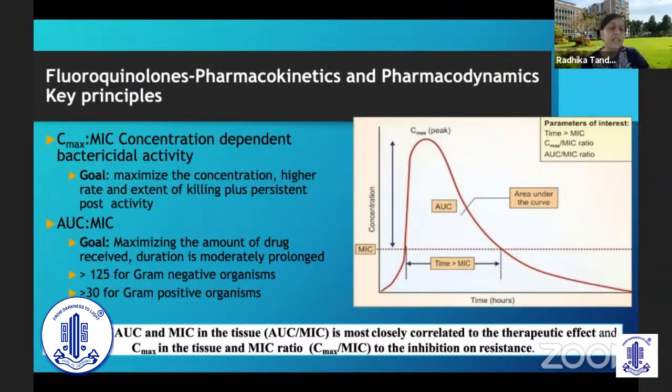Here again, as you can see, the tendency for gram-negative organisms to be resistant or less susceptible to the fluoroquinolones is a concern, because this ratio is more than 125 for gram-negative organisms and more than 30 for gram-positive organisms. So if your smear shows a gram-negative organism, and you decide to start with a fourth generation fluoroquinolone, you should not assume that this is going to be absolutely fine. You have to reassess after 48 hours, check your culture report and the clinical response, and then decide what to do further.